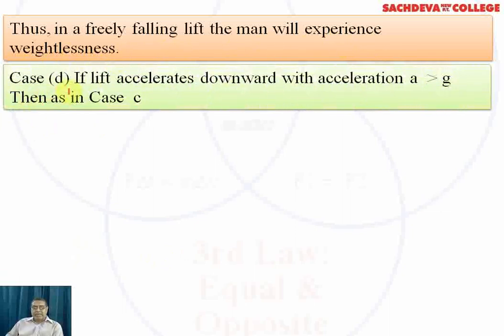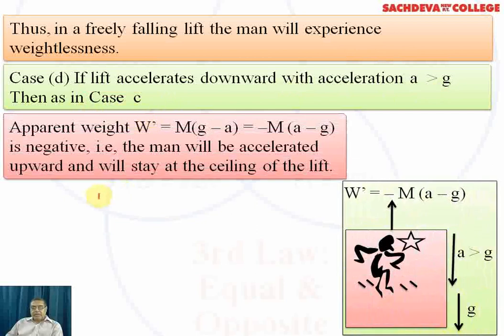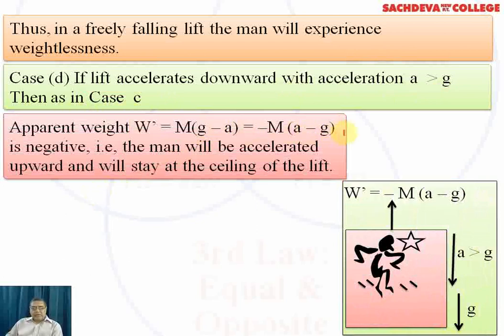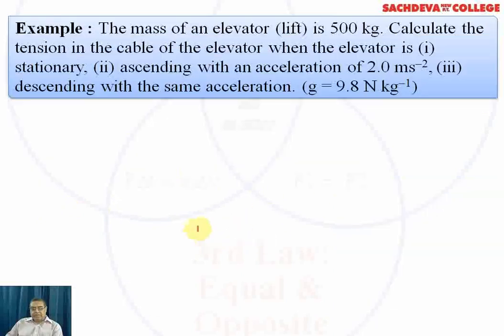Now, case D, if the lift accelerates down with acceleration a greater than g, then as in case C, we come to the following conclusion. W' is m into (g minus a), or minus m into (a minus g). So it is negative. The man will be accelerated upward and will stay at the ceiling of the lift, as shown in the figure. Now we come towards certain examples of the elevator, that is, lift.